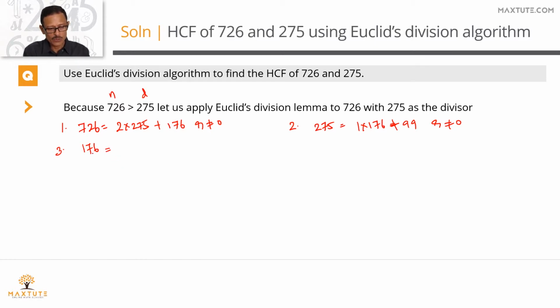How many times 99 will go in 176? Only once. So 1 times 99. And then we still have a remainder, which is equal to 77. The remainder of this step is also not equal to 0. So let's move on to step 4.